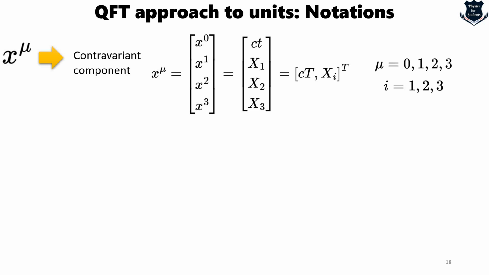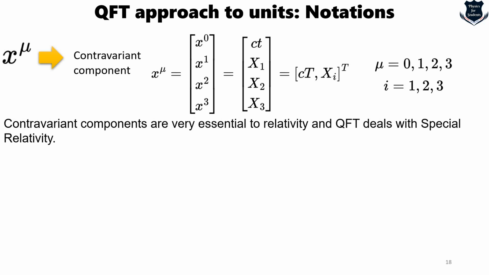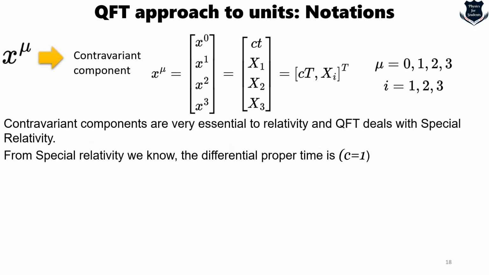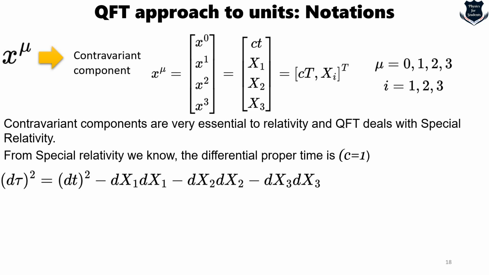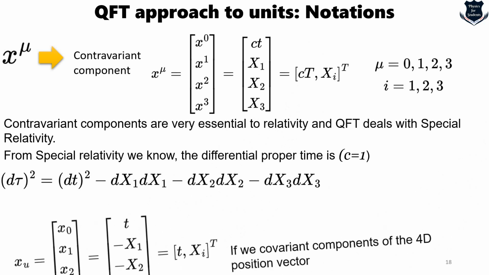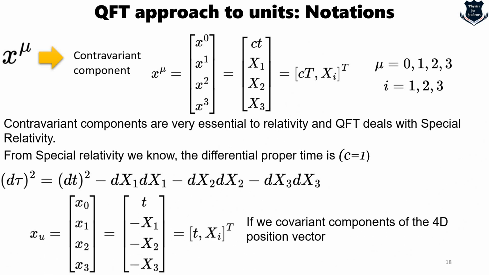So contravariant components actually are very important. If you go to tensors in my videos, you will find a lot about contravariant components. Very important in terms of relativity theory. Now in order to avoid confusion, from special theory of relativity we already know that the differential property, setting c equals 1, will be this. Now we have defined contravariant; if we define the covariant components of the position vector as this, it is quite simple. You can just have a look at that.